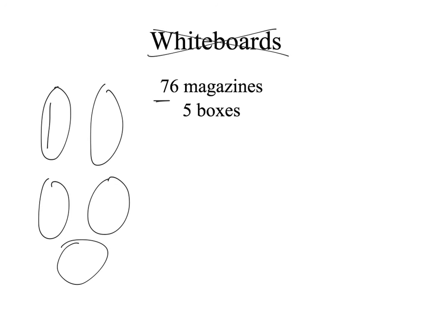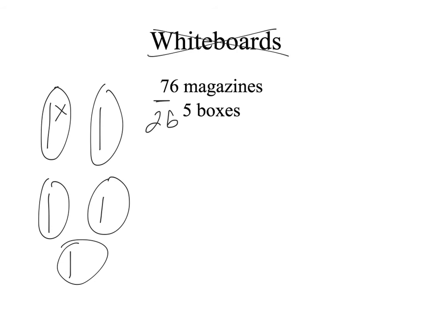Well, I could put 1, 2, 3, 4, 5, and then I would have 2 tens left over, which means I would actually have 2 tens plus 6 ones. Then that means I have 26 ones to put in each box.